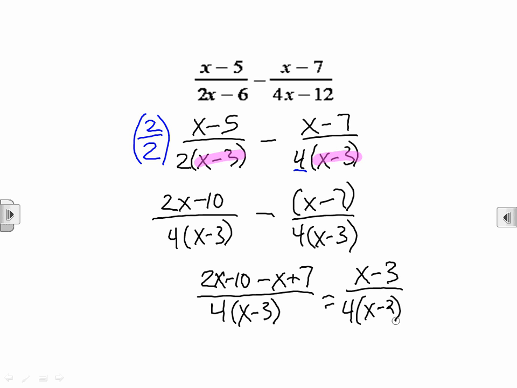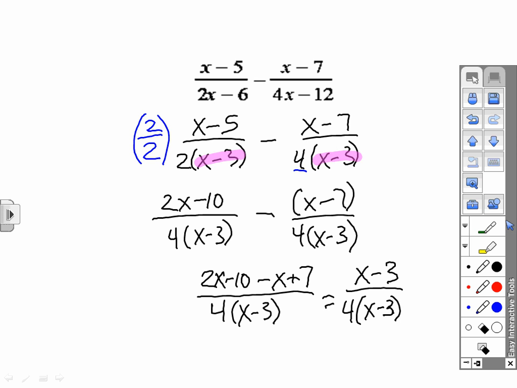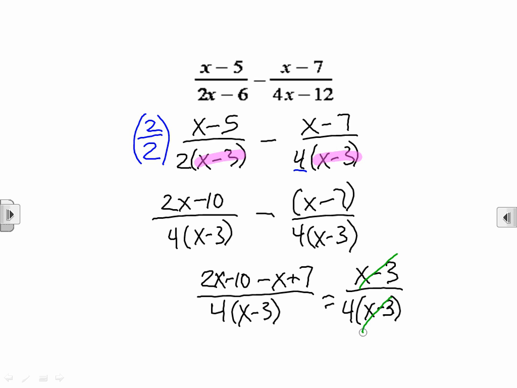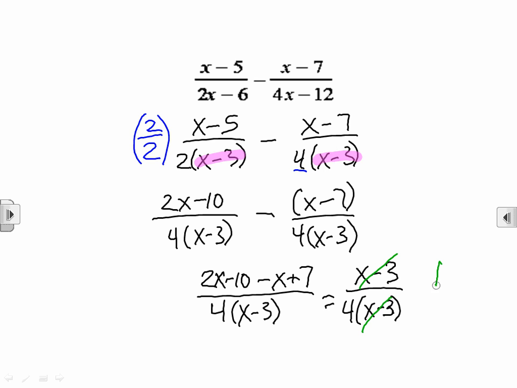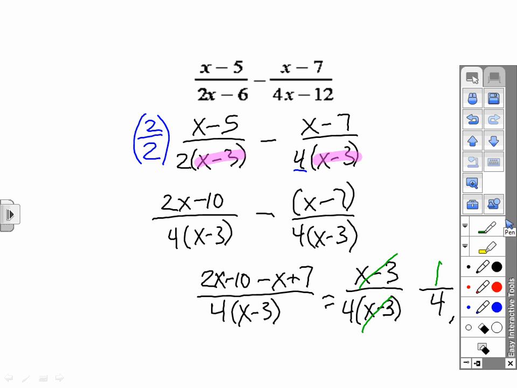Why am I excited? Well, here's why. I have x minus 3 on the top and x minus 3 on the bottom. Now, don't tell me the answer is 4. The answer is not 4. The answer is 1 over 4, except x cannot equal positive 3. So it's going to look like a horizontal line, but it will have a hole at 3. I believe we have one more.